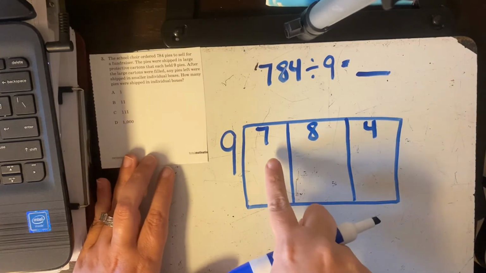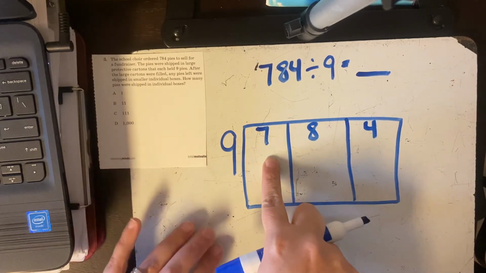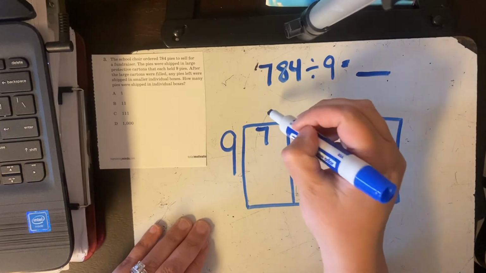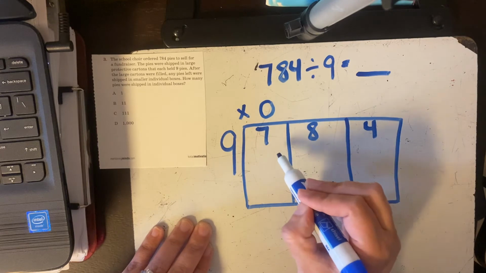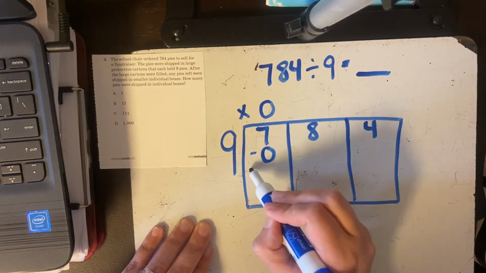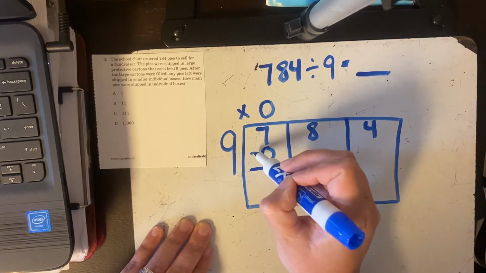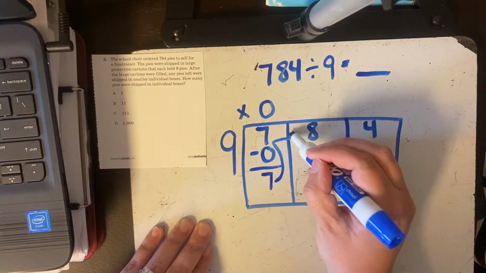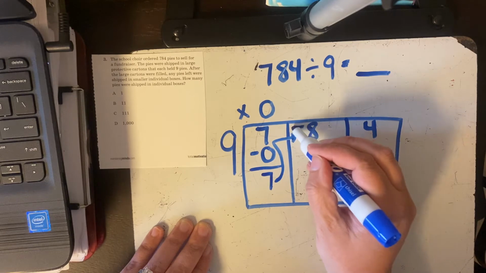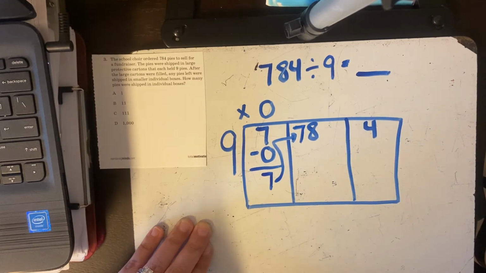Okay, so if we have 7, we know that it's not enough to make a group of 9. So we can't make any groups of 9. 0 times 9 is 0. 7 minus 0 is 7. Still have that 7, bring it to the 8 to make 78.